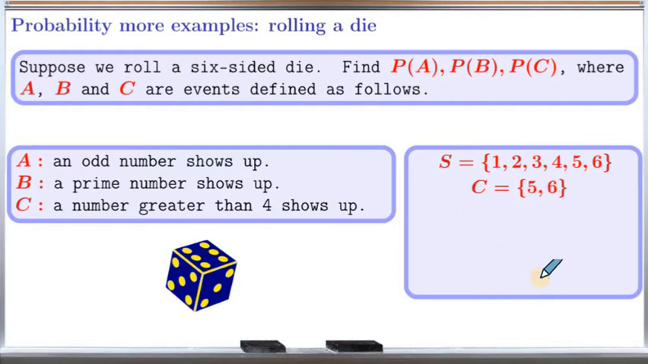So now let's find probability of C. So an event C contains 5 and 6 because event C is possibilities a number greater than 4 shows up. So we have a formula for probability of C equals size of C over size of sample space. So we know the size of C is 2 and our size of sample space is 6. So 2 over 6 is also equal to 1 over 3.